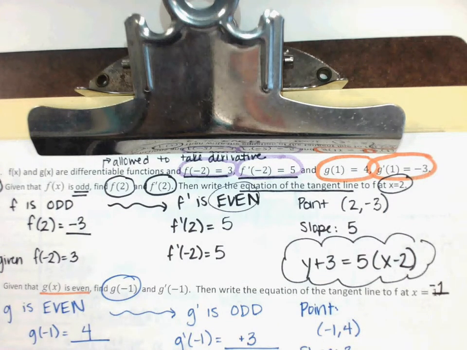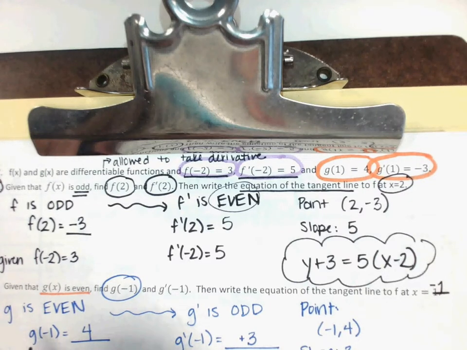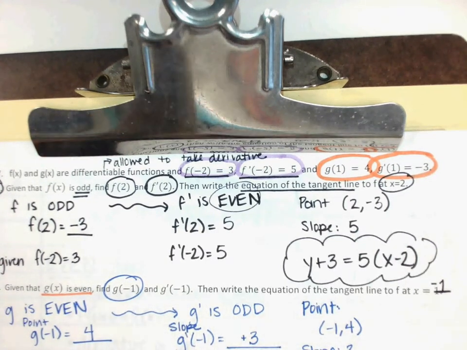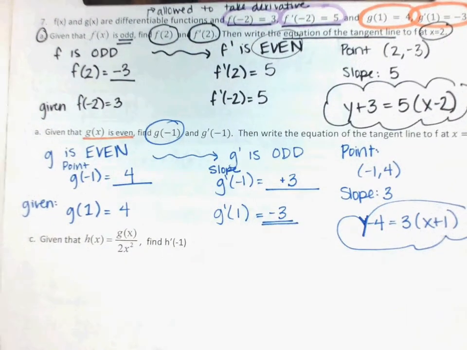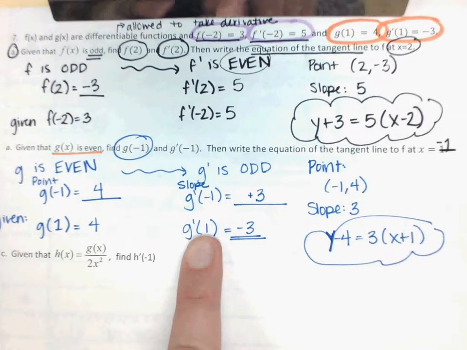The slope is 3 because it's g prime, correct. And remember that g is going to give me the point, and then g prime is going to give me the slope. Okay? Yes. The g prime here? Yeah. Okay, listen, y'all be quiet.